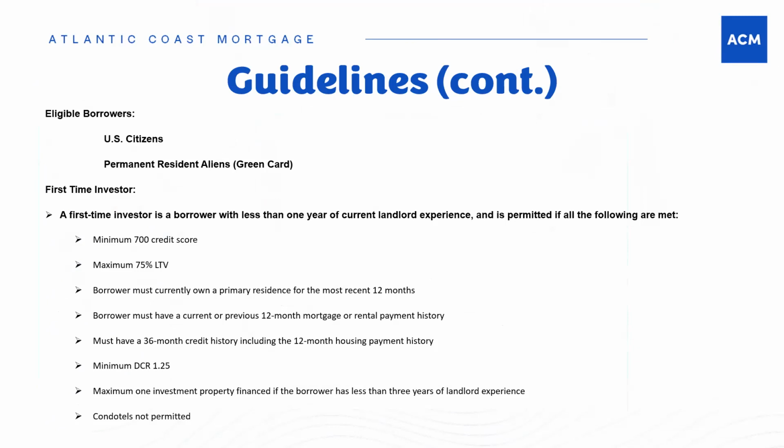Now, here's some guidelines for the first-time investor, as I just talked about. So someone who owns a home but wants to get into the investing arena, they need to have the following. They have to have a minimum of a 700 credit score. They have to put down 25%. So whereas an investor that has other investment properties only has to put 20% down, they have to put 25%. They have to have owned their primary residence for 12 months. They have to have a positive 12-month history, meaning no mortgage lates. And then they have to have a 36-month history of credit.